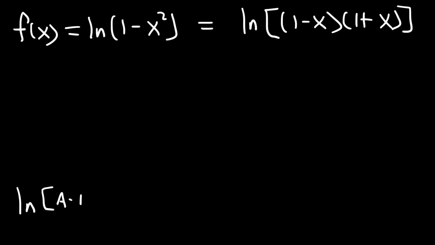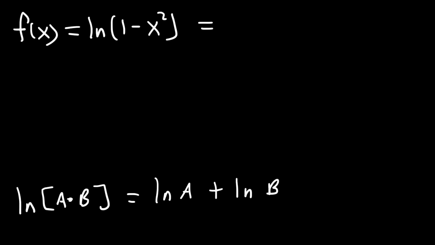Now, a property of natural logs allows us to take a single log and express it as the sum of two logs. So ln(a times b) is ln a plus ln b. So therefore, we can rewrite this expression as the natural log of 1 minus x plus the natural log of 1 plus x.